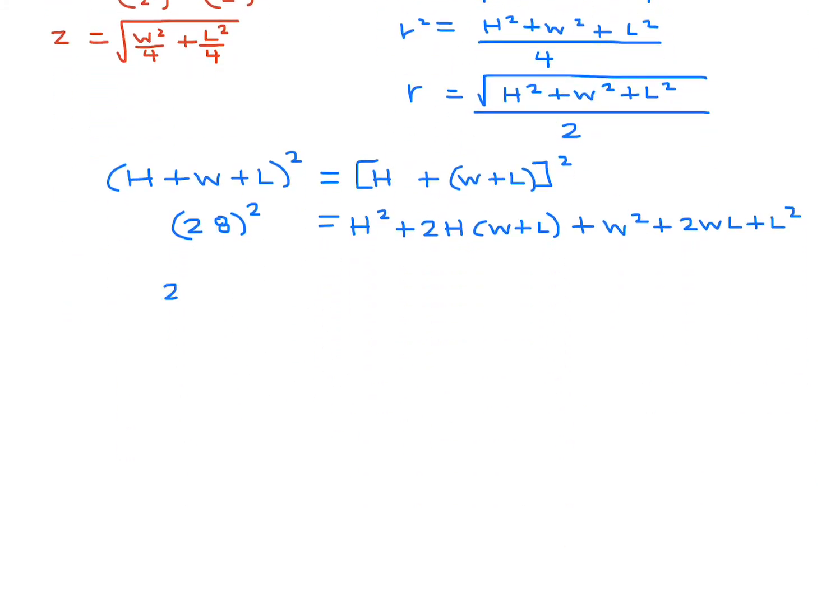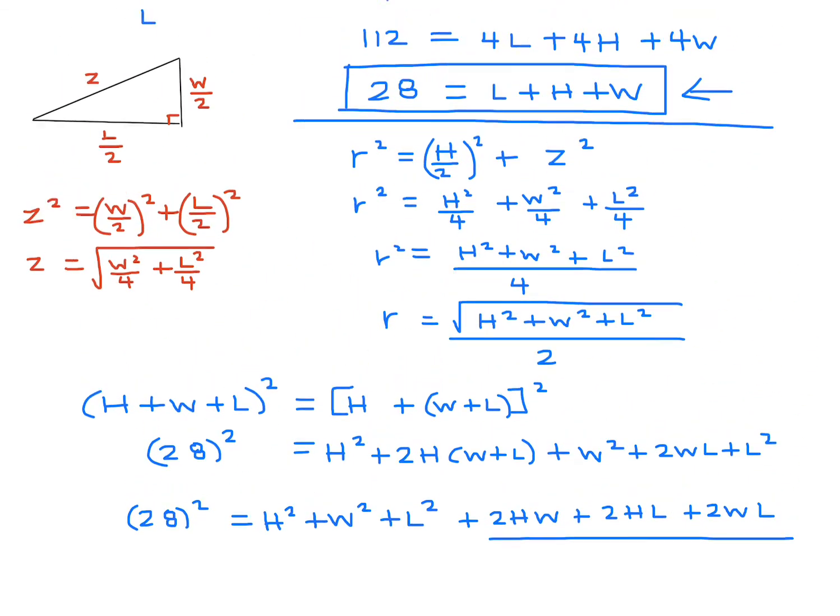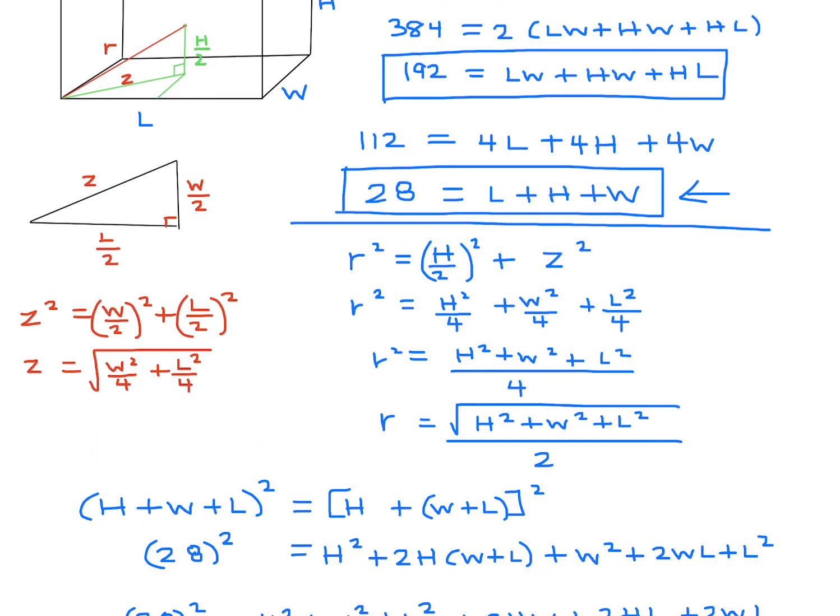And then let's see here, 28 squared. Can I collect any like terms here? H squared plus W squared plus L squared. And then what else do I got? 2HW plus 2HL plus 2WL. Okay, I've got a lot here. This one right here, we already figured out. It's right up here. LW plus HW plus HL is 192.